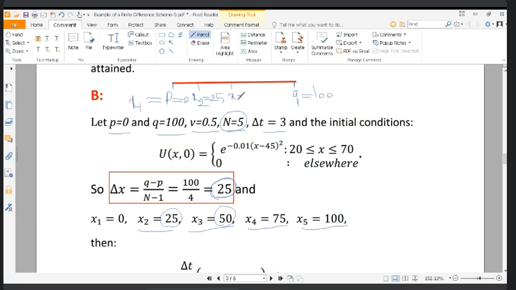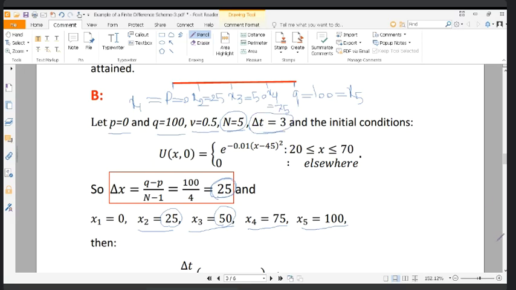Then we have X1 is 0, X2 is 25, X3 is 50, X4 is 75, and finally X5 is Q, which is 100. We have 5 points, X1, X2, X3, X4, and X5. At part B, delta T is equal to 3, okay?